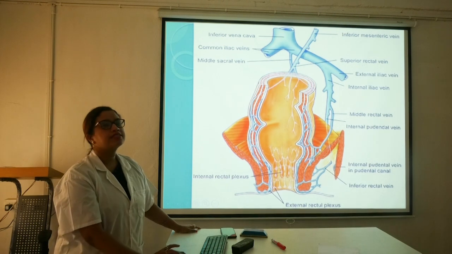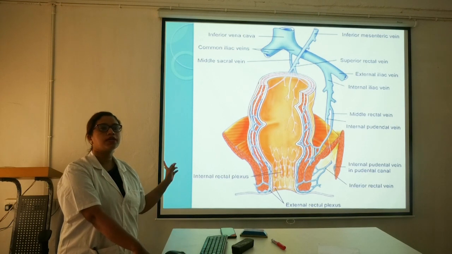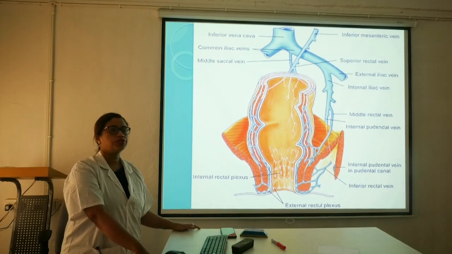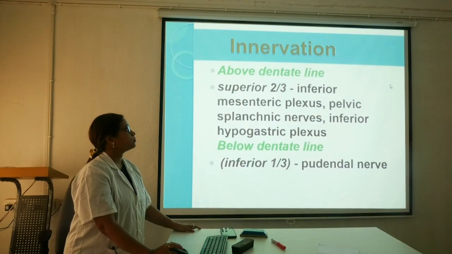Okay. Why are the veins very important in the anal canal? Because you have to deal with the veins, because the hemorrhoids are produced due to this venous convolution. Okay. So these are the three veins.